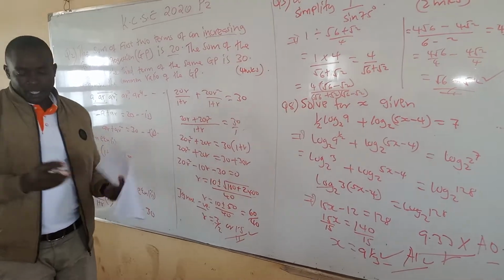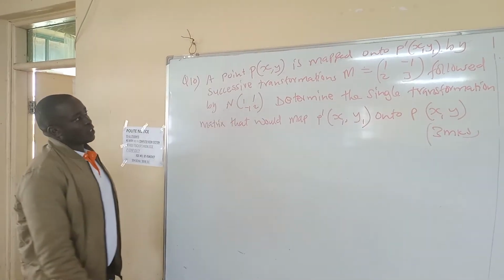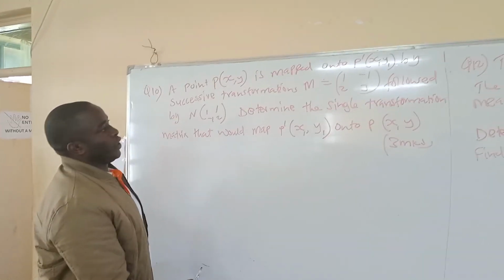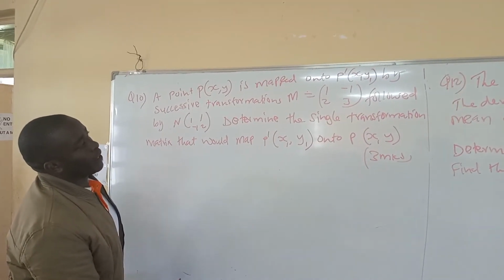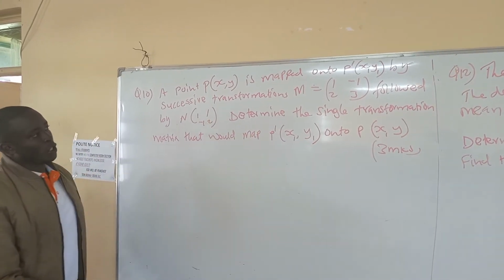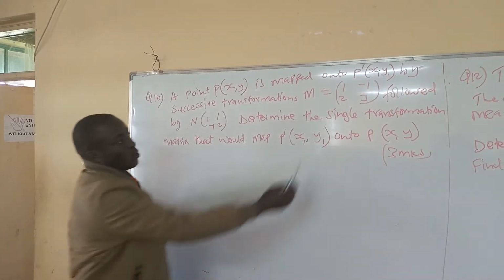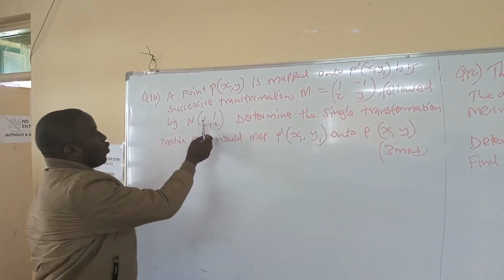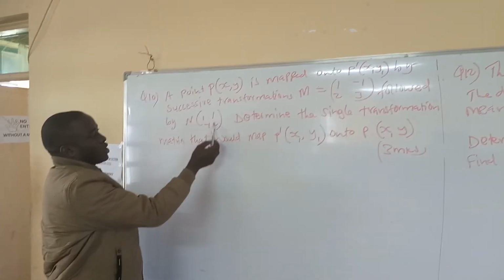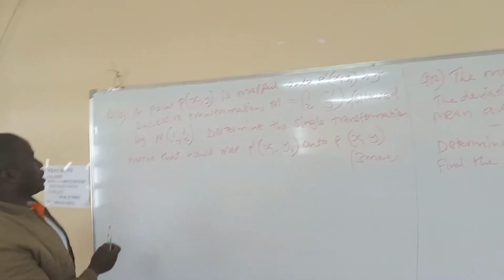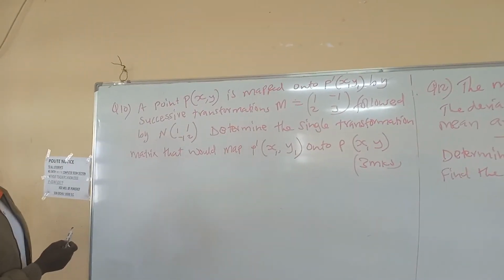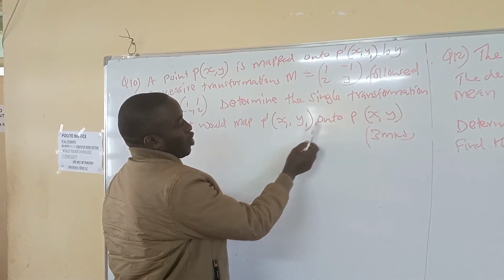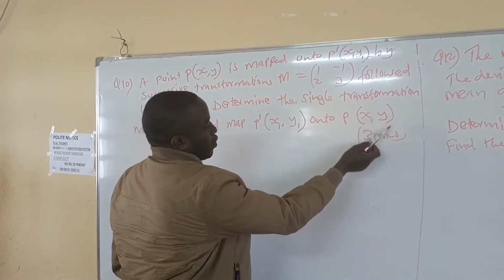The question read: a point P(x, y) is mapped onto a point P image (x1, y1) by successive transformations M, (1, 2, -1, 3), followed by N, (1, -1, 1, 2). Determine the single transformation matrix that would map point P image (x1, y1) onto P(x, y).